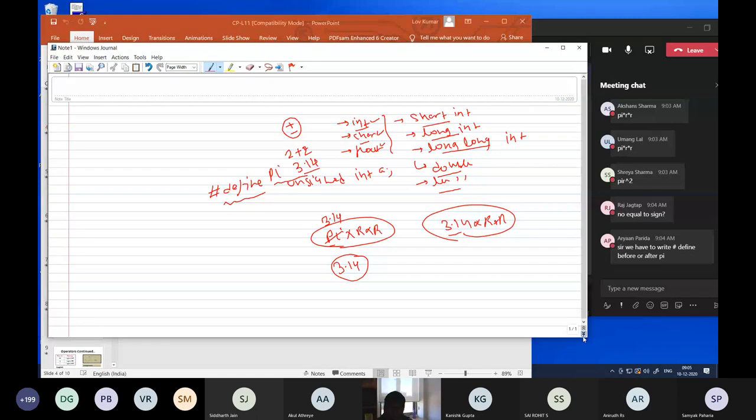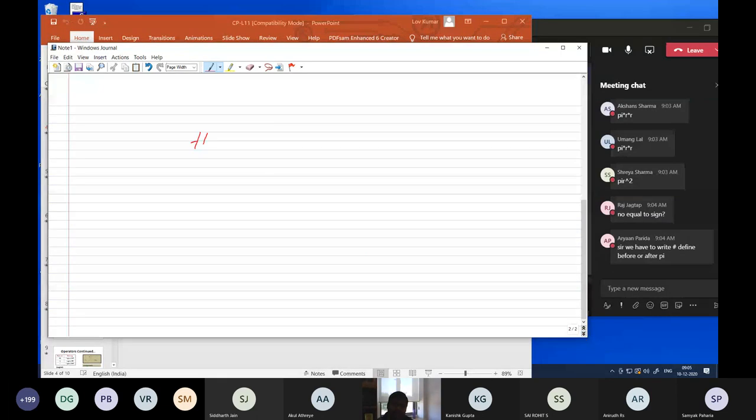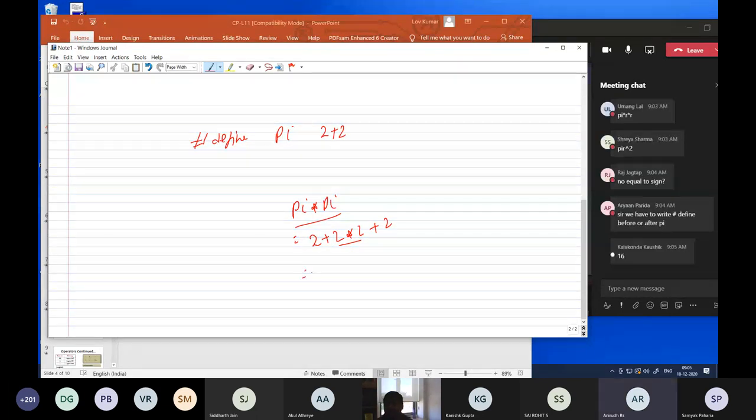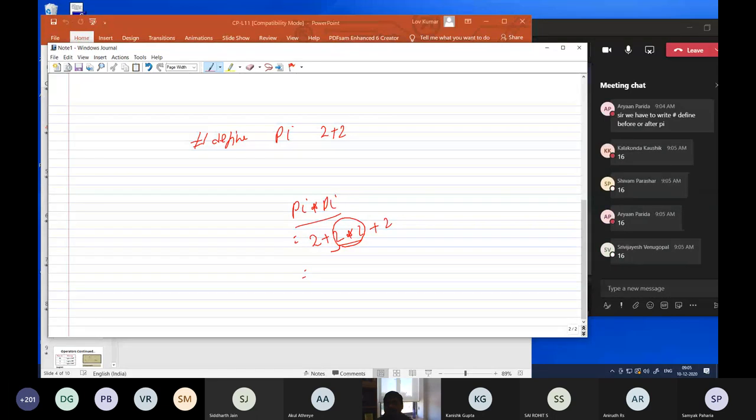What I am saying is, just see, if you write here #define pi 2 plus 2, and after that you find the value of pi into pi, what value will it give? It will simply be replaced with 2 plus 2 into 2 plus 2. What is the value of this expression, anyone? 2 plus 2, you get 4, 4 plus 2, 6, 6 plus 2, 8 is the right answer.